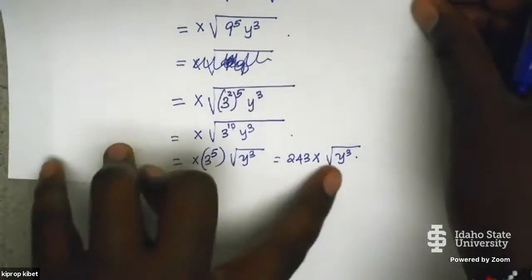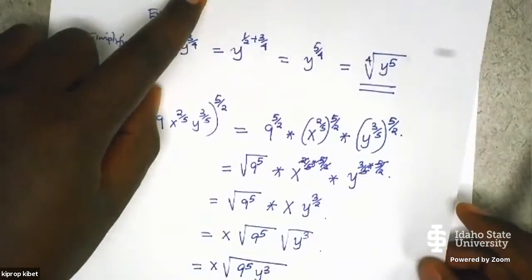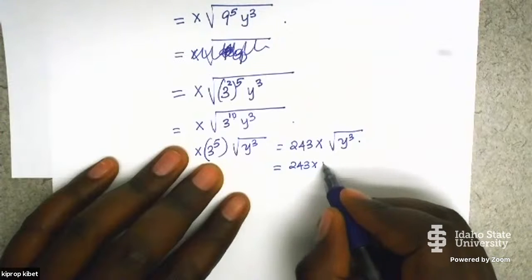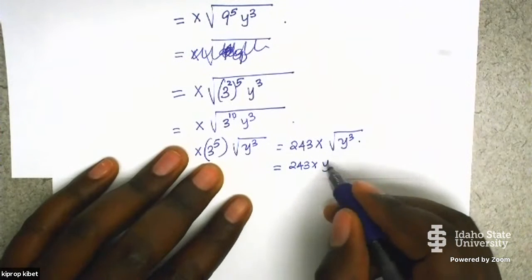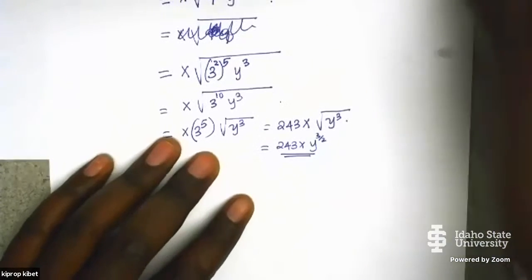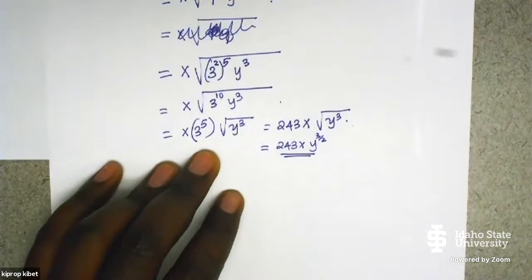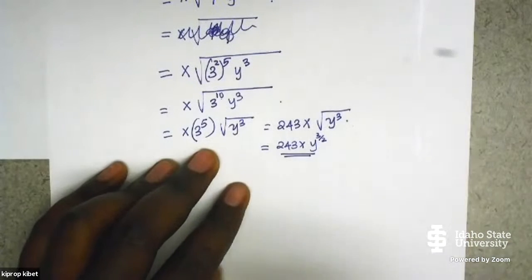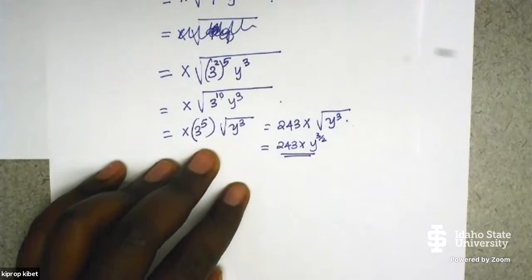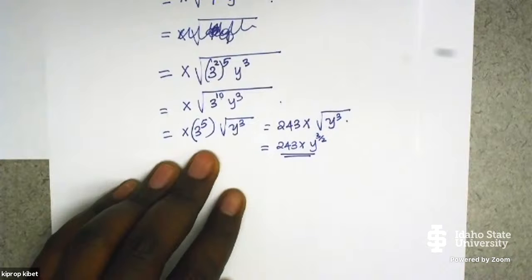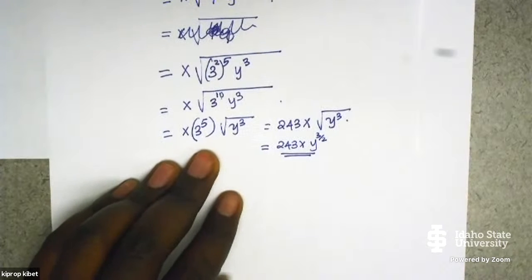Now, we can still write this in this form. Finally, this can be written as 243x times y raised to 3 over 2. Any question up to there? When you're doing your exam, make sure you follow the steps so that you don't get confused. Write stepwise. It doesn't matter the size. Make sure you write each step.